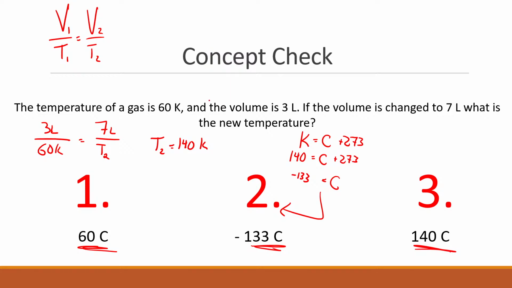You need to be careful about units. If you're not keeping track of your units, you pick choice 3 and you get the answer wrong. This was Kelvin, so it will come out on the other side as Kelvin. Your answers are all in degrees Celsius, so you must convert before you get your answer.